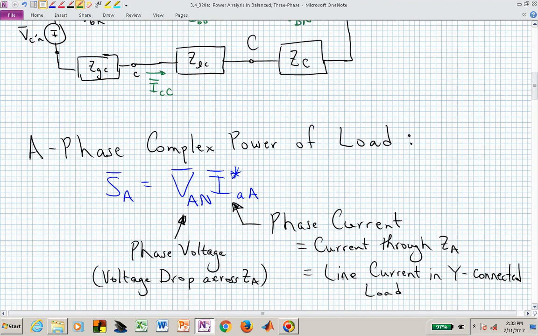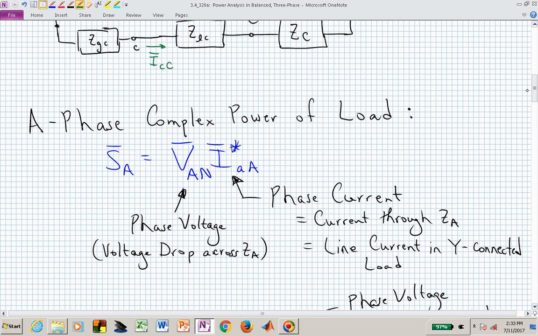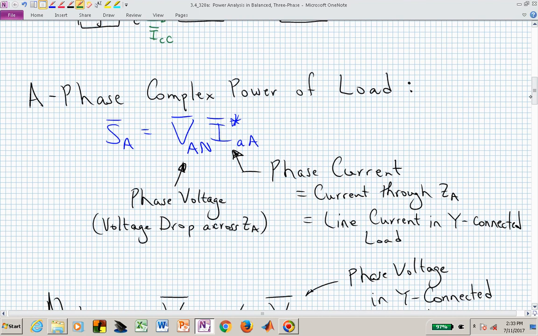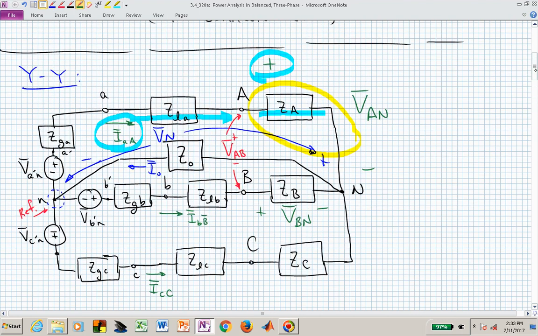There is now our expression for the complex power of the A phase of our load. And if you now can find V sub AN, the phase voltage in the A phase, and if you can find I sub AA, the phase current, or the line current in this case because of its Y connection, then you take the voltage phasor times the complex conjugate of the current phasor, and that produces the complex power of the A phase of that three-phase load. And you do the same thing for the B phase.